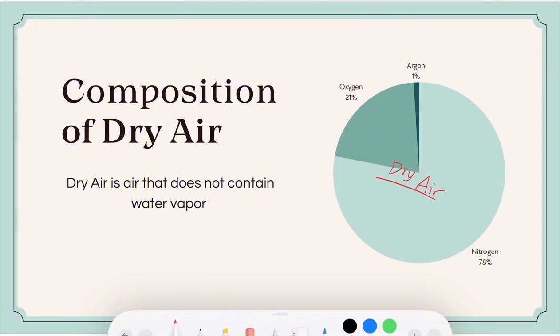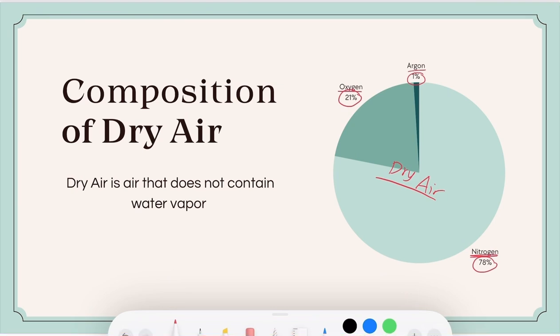Now, the composition of dry air is very important. You have to keep in mind that nitrogen is the most, as it contains 78%, and oxygen is followed by nitrogen, which is 21%, and then argon is 1%. The composition consists of three elements, which are nitrogen, oxygen, and argon.